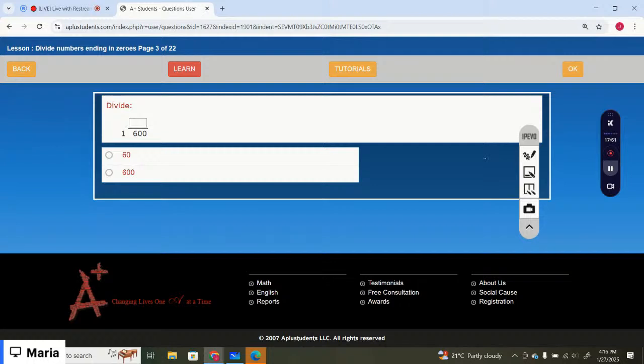600 divided by 1 is 600. When you divide any number by 1, the number stays the same. The correct option is 600.